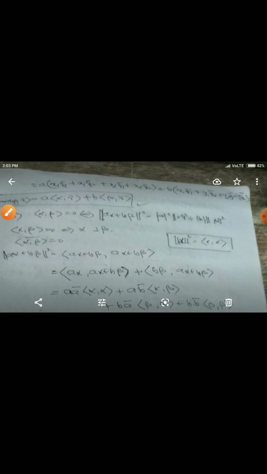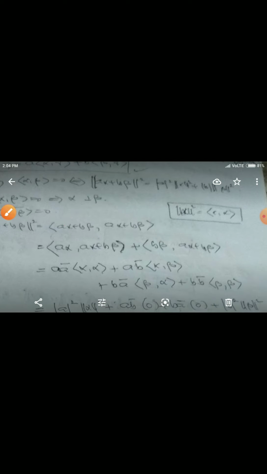Now, 34th problem. The inner product of alpha and beta equal to 0 implies, and is implied by, norm of A alpha plus B beta whole square equal to modulus of A square into norm alpha square plus modulus of B square into norm beta square. Now, the inner product of alpha and beta equal to 0 implies alpha is orthogonal to beta. Now the inner product of alpha beta whole conjugate is also equal to 0.